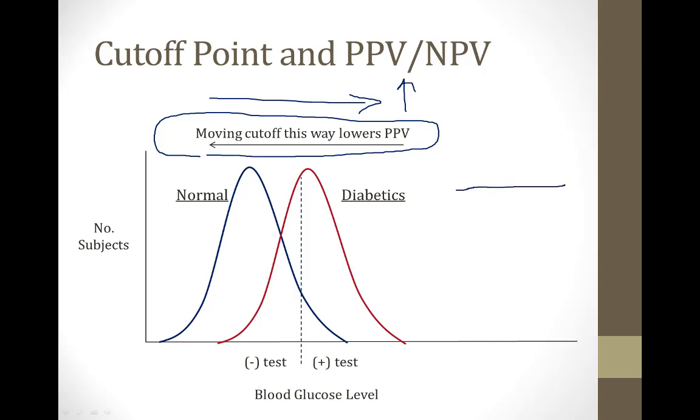So for example, moving the cutoff this way will increase the negative predictive value, and moving the cutoff this way will lower the negative predictive value. That's the opposite of what positive predictive value does. And you can remember all this by just remembering this one point that I'm circling right here.